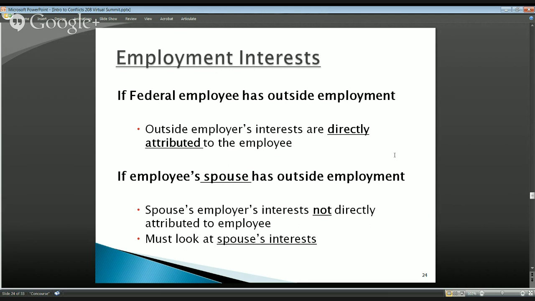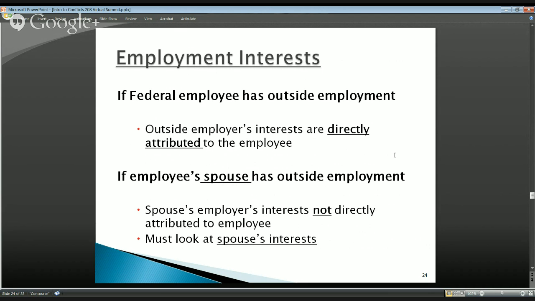So if we've got a federal employee who does have outside employment, then we do take that outside employer's interests and impute those interests to the federal employee. Say our employee has an outside job with Google. All of Google's assets, all of their financial interests, we treat as if they're the employee's, simply by virtue of that outside employment relationship. I think I'm clear there.